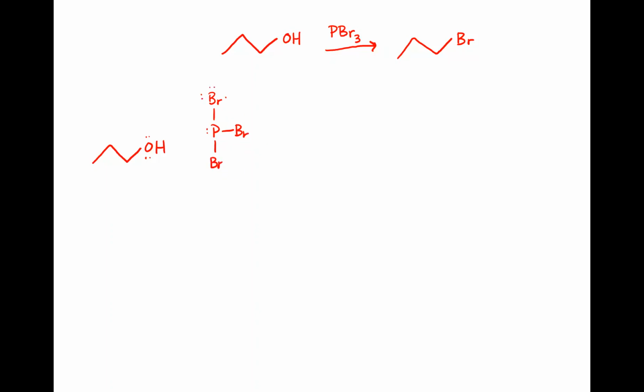I usually like to draw in all the lone pairs whenever I'm drawing a mechanism. So I'll go ahead and sketch those in. Again, our alcohol is nucleophilic and the phosphorus is electrophilic because of its attachment to all of those bromines. So if the alcohol does a nucleophilic attack, we can go ahead and kick out one of the bromines attached to the phosphorus.